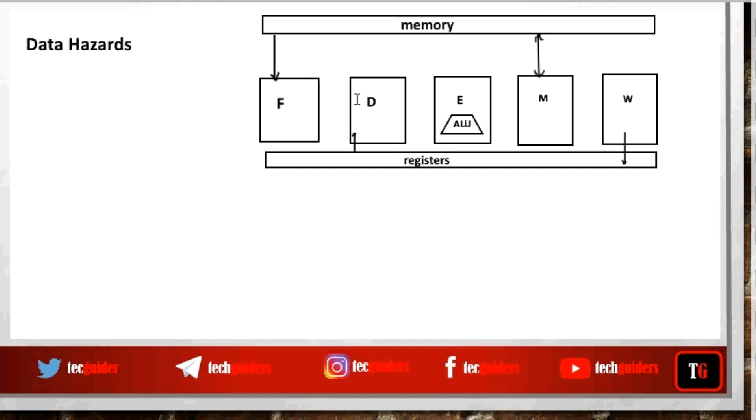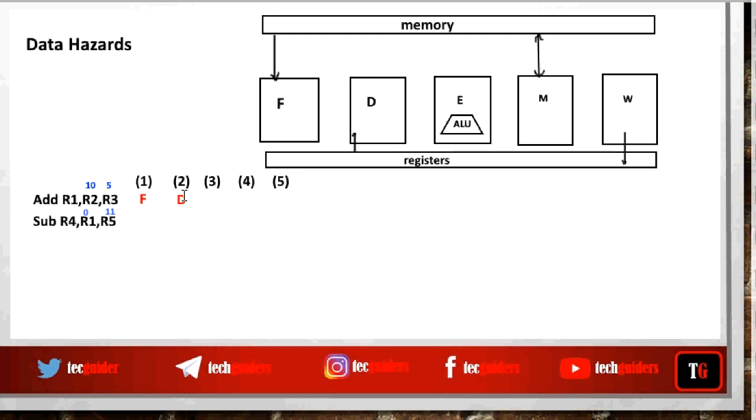Consider the same five-stage MIPS pipeline architecture that we had discussed in the previous video, and consider the execution of these two instructions. Suppose in our first clock cycle, we are fetching this instruction. In the next clock cycle, we can decode this instruction and the operands will be loaded from the registers. Let these be the initial values or the current values of all these registers.